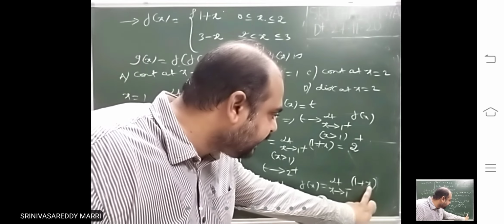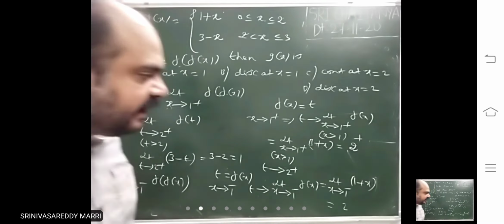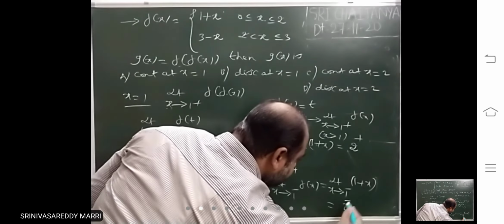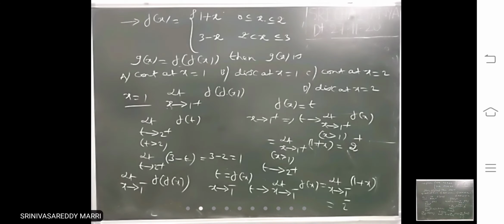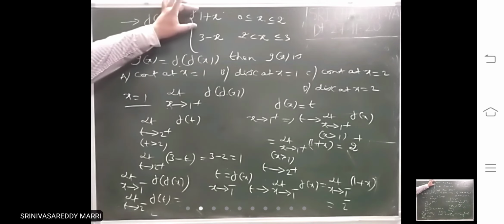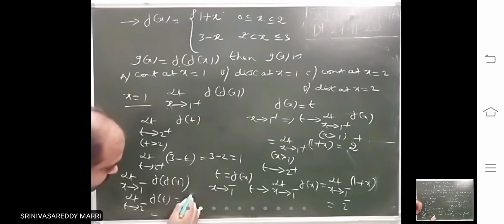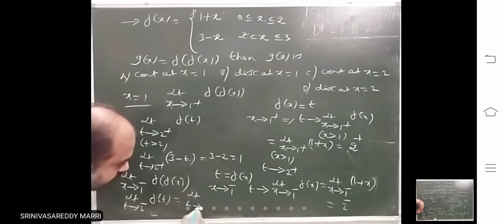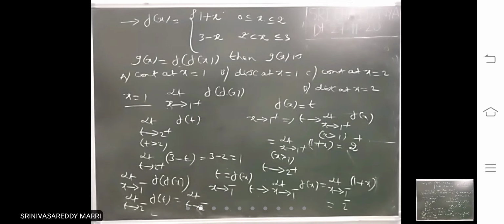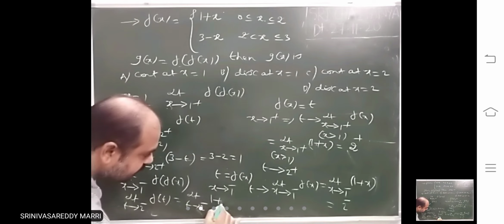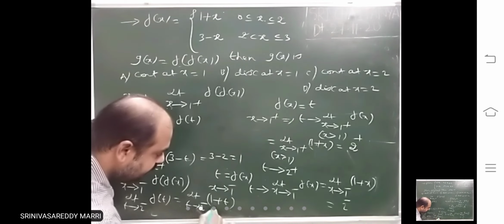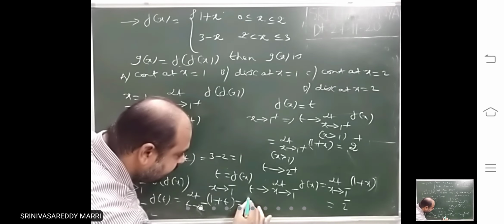1 plus 0.99999 is 1.99999. That means it will tend to 2 minus, less than 2. So here you will get the limit as t tends to 2 minus of f of t. Less than 2, the definition is 1 plus x, that means 1 plus t. Substitute t equal to 2, and that is 3.